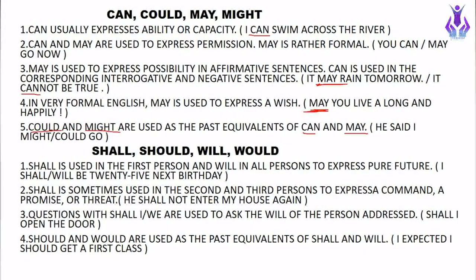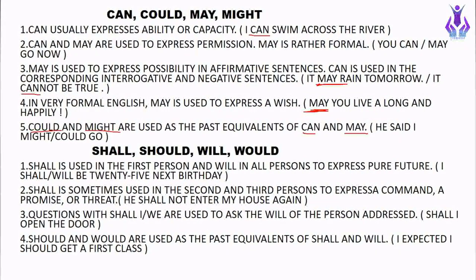Okay, we will see it from the example that I shall be 25 next birthday, or I will be 25 next birthday. Shall is rather used in first person, when we are denoting our first person we use shall over there. But when we are denoting all persons, there we use will with them.